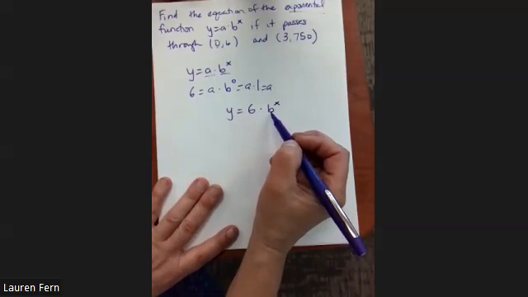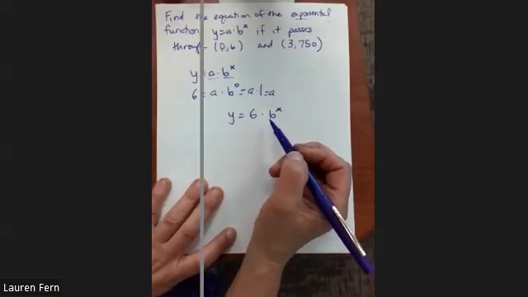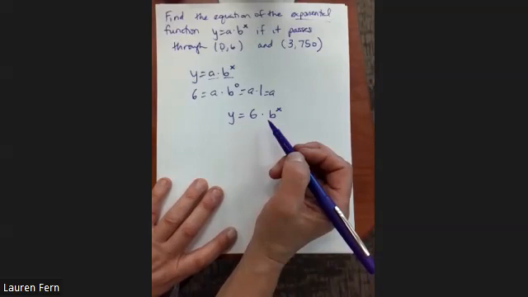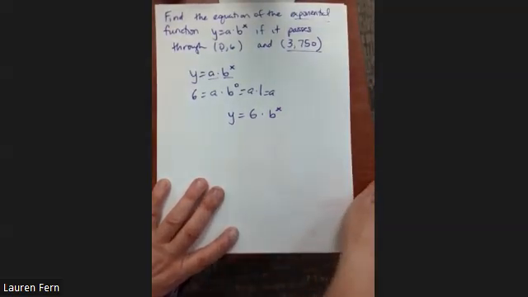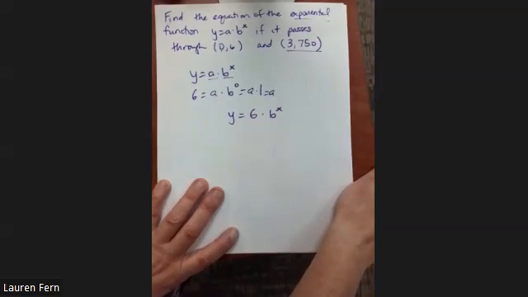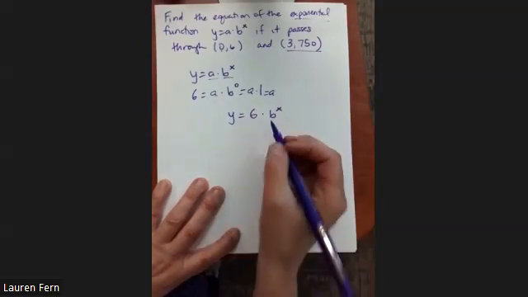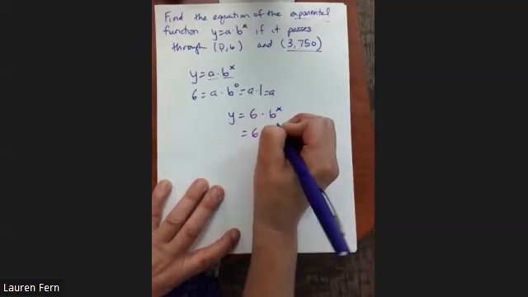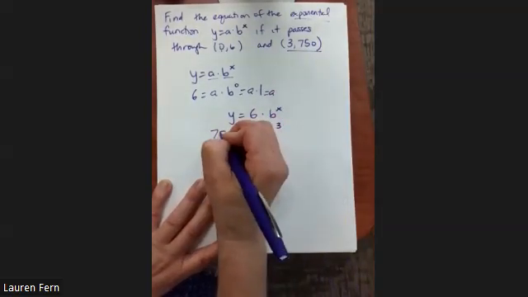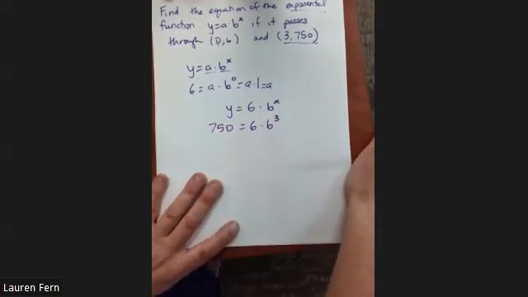Okay, well, we found one of our unknowns. We got to find b. Well, what can we do to find b? What other piece of information are we given? Aren't we given another ordered pair that this thing goes through? So why don't we plug that in? Why don't we say, well, when x is equal to 3, my y is equal to 750.